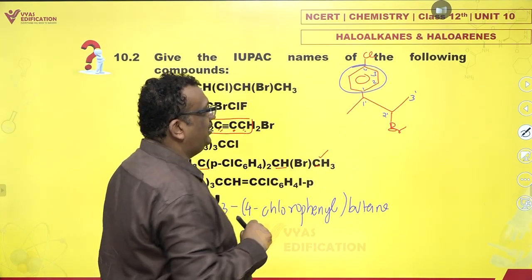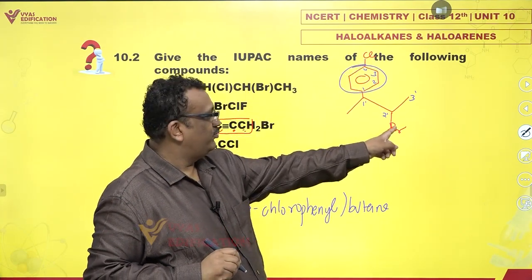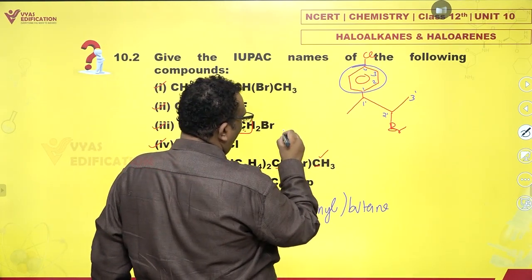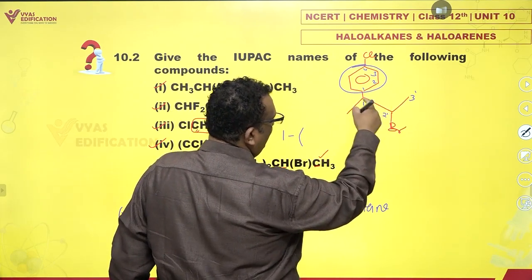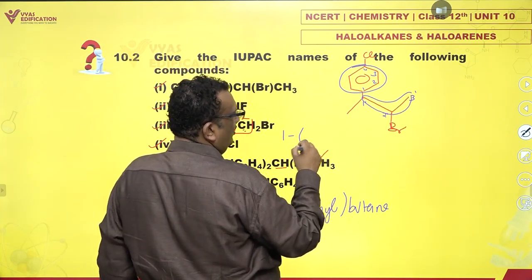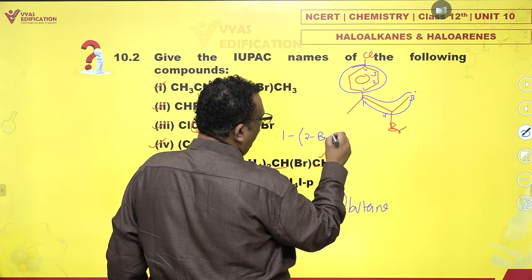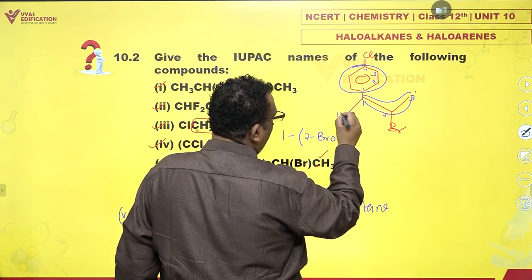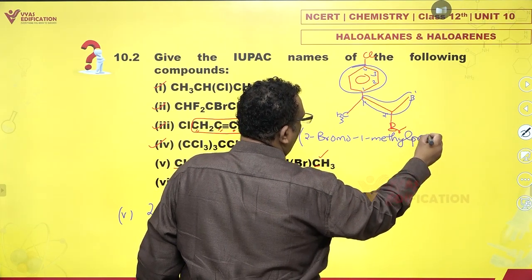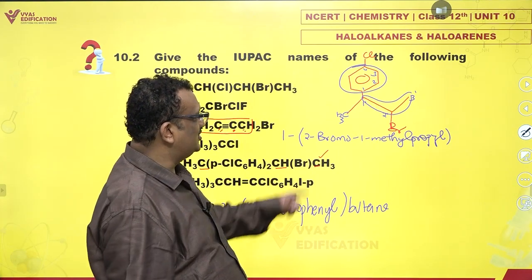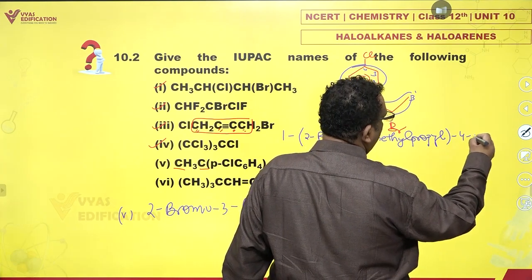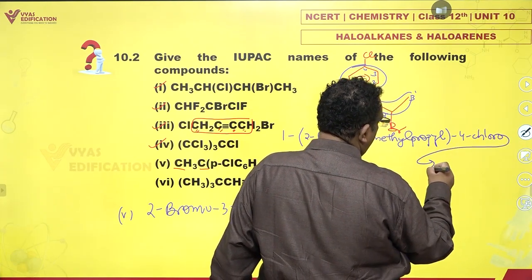This is the way we should number it. Why? This is chloro and this would be bromo. So bromo alphabetically comes first, so we have 1 on number 1. Which group do I have? This is the side chain. So 2-bromo 1-methyl propyl. Oh my God, this would become the side chain, such a huge one. And then I have 4-chloro benzene.